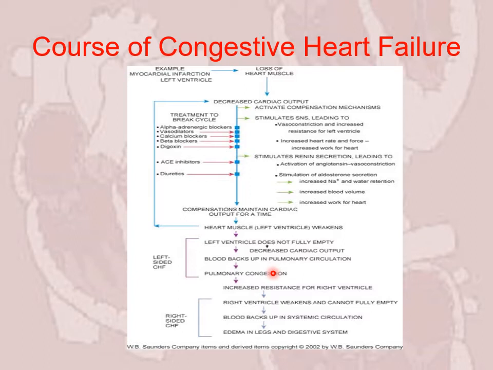And then over time, the blood's going to back up into the pulmonary circulation, which results in pulmonary congestion and increased resistance for the right ventricle. The right ventricle weakens and cannot fully empty. Blood backs up in the systemic circulation, and edema in the legs and in the digestive system. So left-sided, remember, is where you have backup in the pulmonary circulation, so you have edema there. Right-sided failure, backup is in the systemic circulation, and you see edema in the extremities.